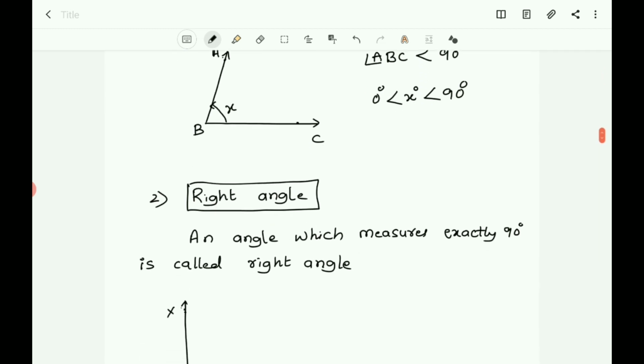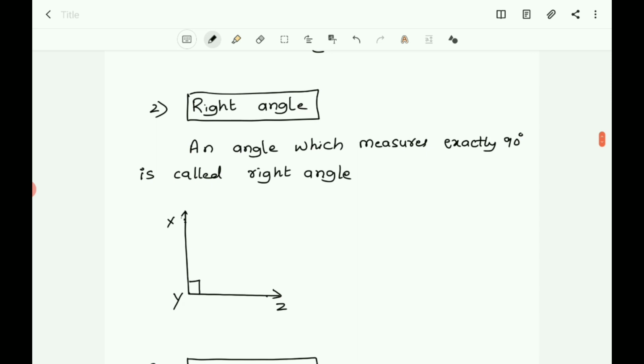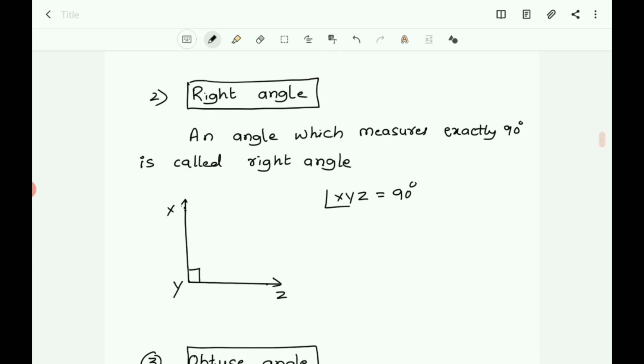Then the second type is right angle. So what is a right angle? An angle which measures exactly 90 degree is called a right angle. Here angle XYZ is equal to 90 degree. It is a right angle. So what is a right angle? An angle which measures exactly 90 degree is called a right angle.